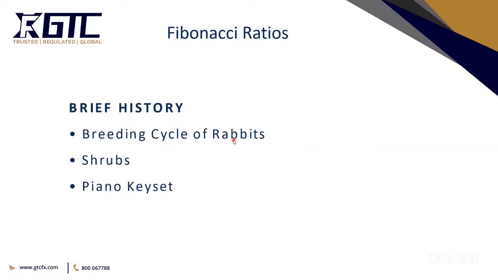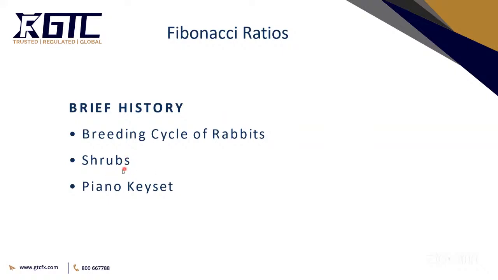Now, the breeding cycle of rabbits goes like this. You take a pair of rabbits. Allow them to breed. At the end of the breeding season, you get two pairs of rabbits. Allow them to breed. You'll not get four, you'll get three pairs of rabbits, and then five pairs, and then eight, and then 13, and then 21. All right. At this point in time, you have to have faith in my words. But if you go and Google, you'll find scientific proof as well.